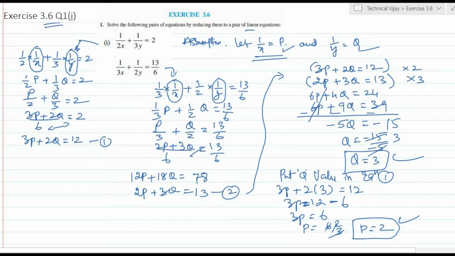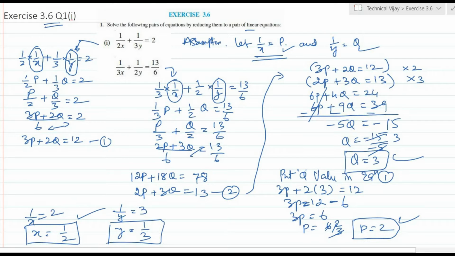That is 1 by x is equal to p means 2. So x is equal to 1 by 2. This is one value. Here 1 by y is equal to q, so y is equal to 1 by 3, cross multiplication. So here x equal to 1 by 2 and y equal to 1 by 3. These are the values. Okay, we will go for next one.